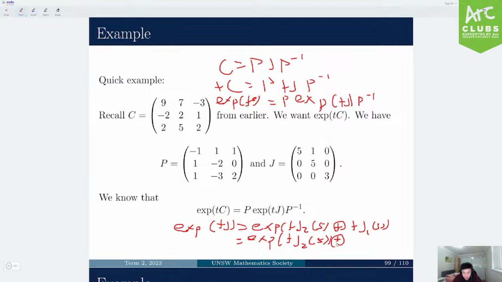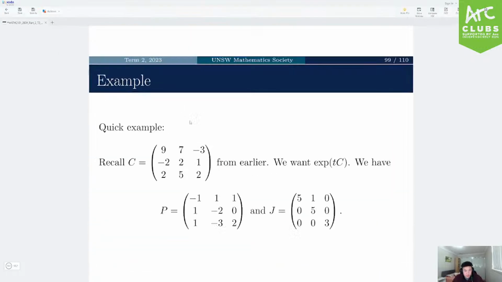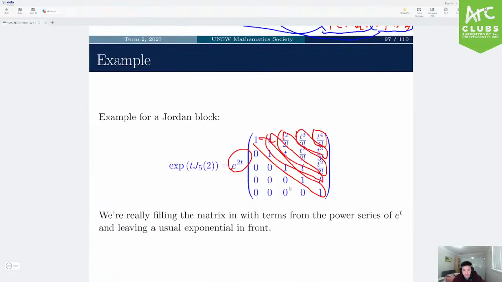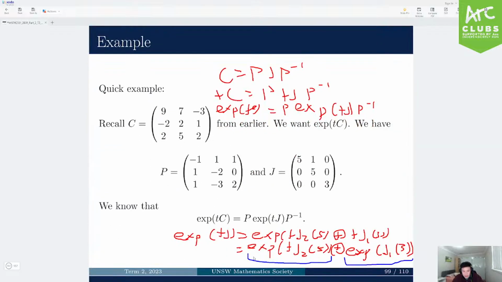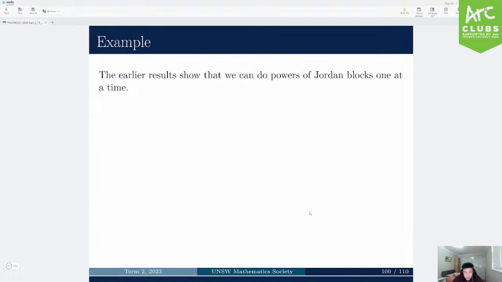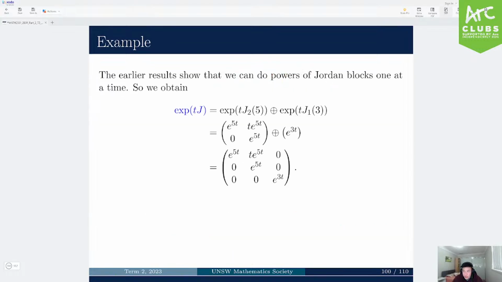So direct sum with exp of j1 of 3. And it is these guys individually that you can actually calculate using our previous work that we've done, like over here, like this stuff, right? These individual guys we can actually calculate. Yeah, that's what we did previously.